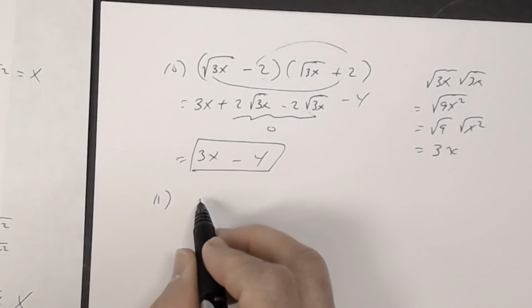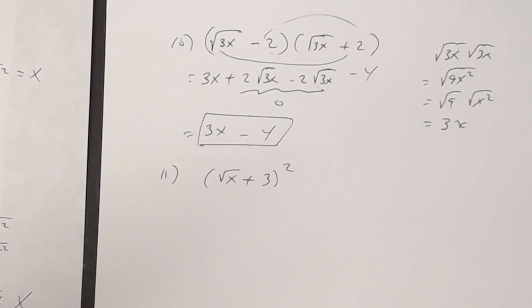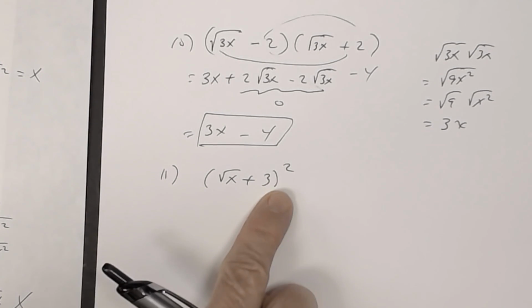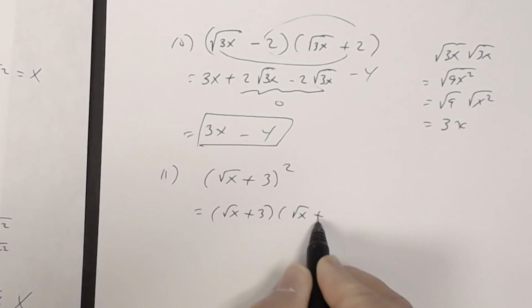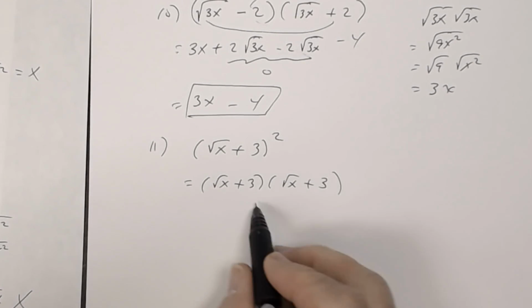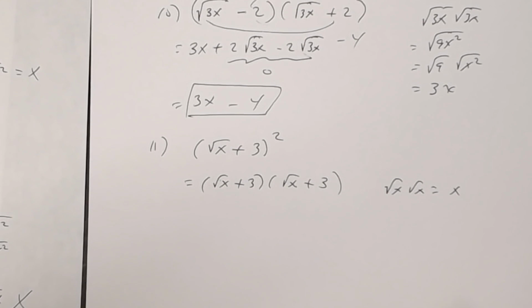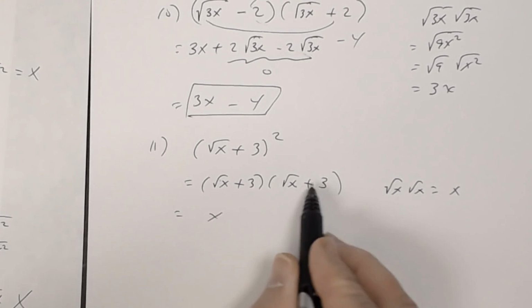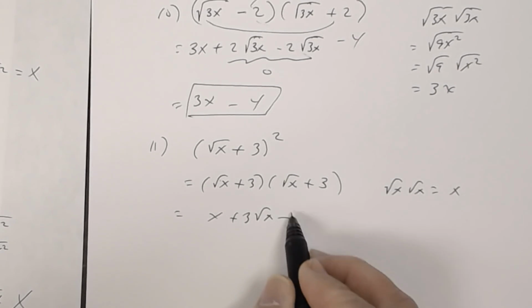Okay, 11. Suppose I had the square root of x plus 3 squared. Well, just like you had in a previous lesson, you have a binomial times itself. That's what that means. A binomial times itself. Okay, so now let's FOIL this out. So if I FOIL the square root of x times the square root of x, is x. So I get x. The outer is 3 square root of x. The inner is 3 square root of x again.